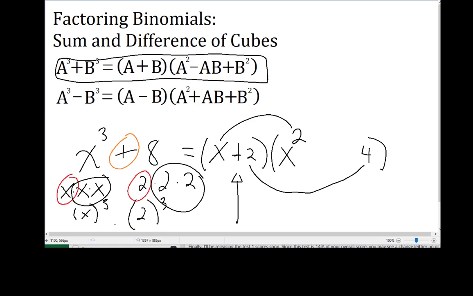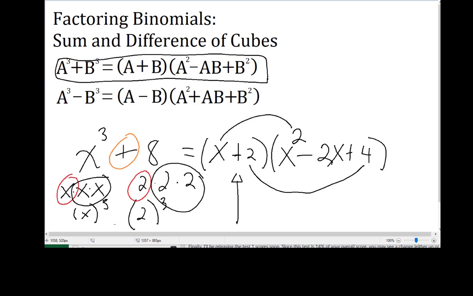Now the problem is, I need a bunch of other stuff to cancel out so that when I'm done, I only have A cubed plus B cubed. So for that, I'm going to need a minus sign and one of each of these, x and 2 multiplied, which would be 2x.